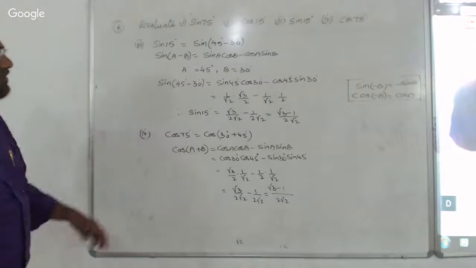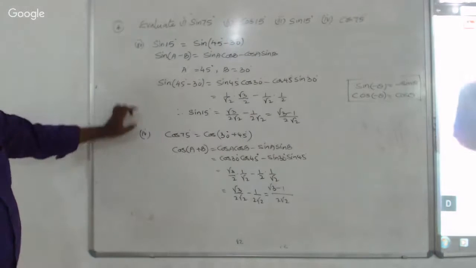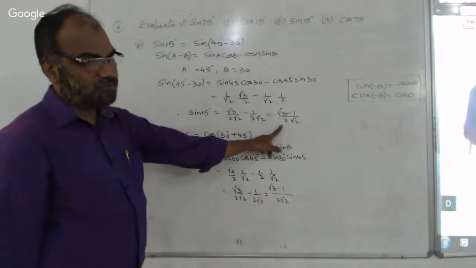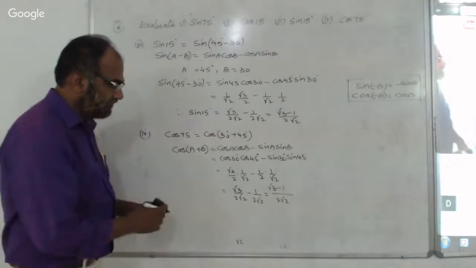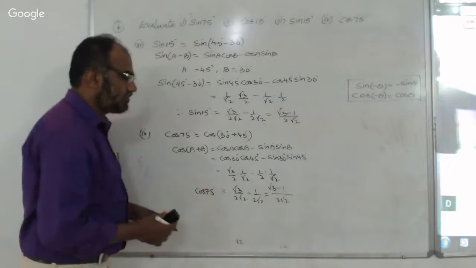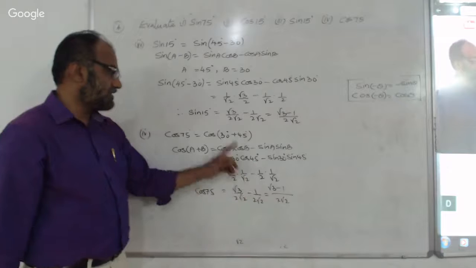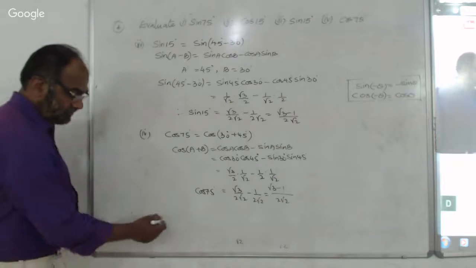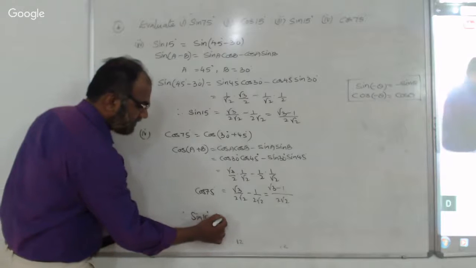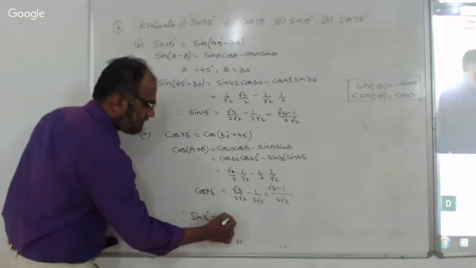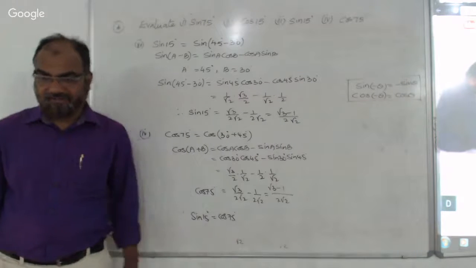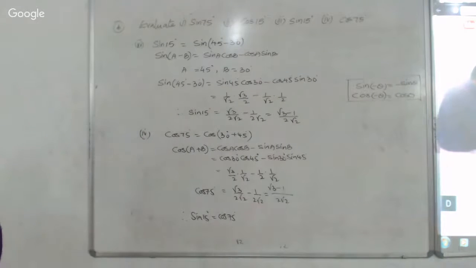So what do we notice from these two? Sin 15 is root 3 minus 1 by 2 root 2, and cos 75 is also root 3 minus 1 by 2 root 2. So we can say that sin 15 and cos 75 are equal. 15 and 75 are again complementary angles. Make a note.